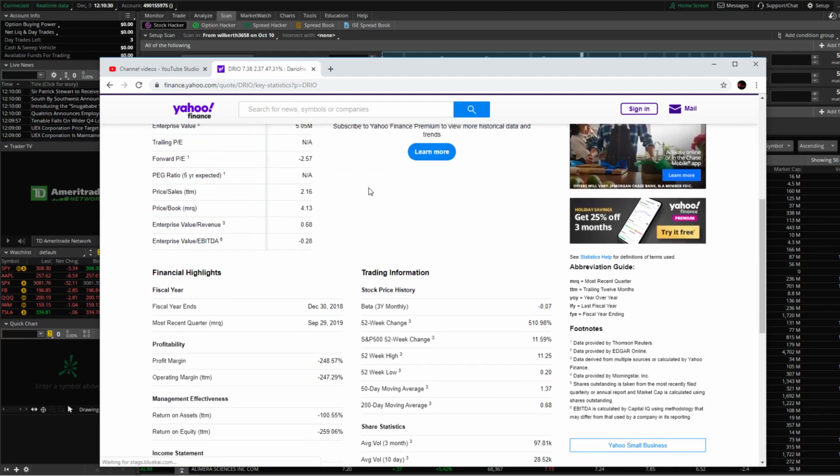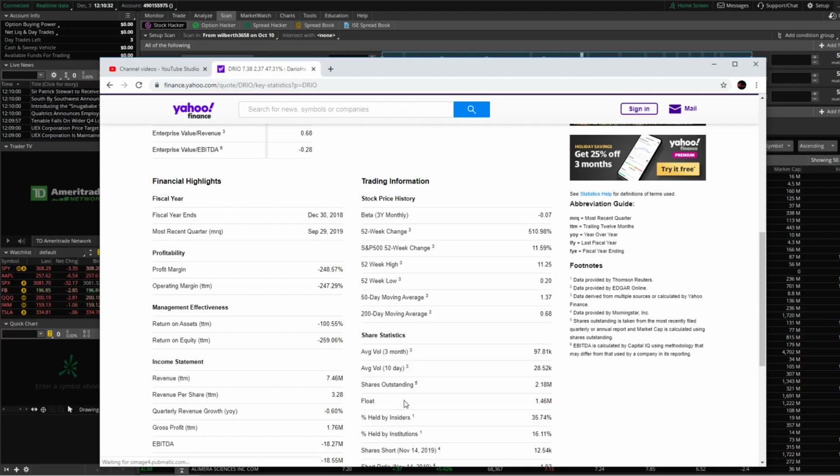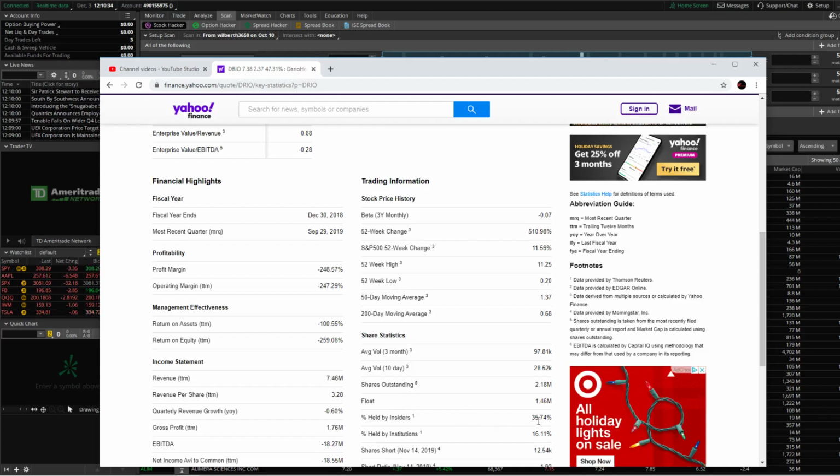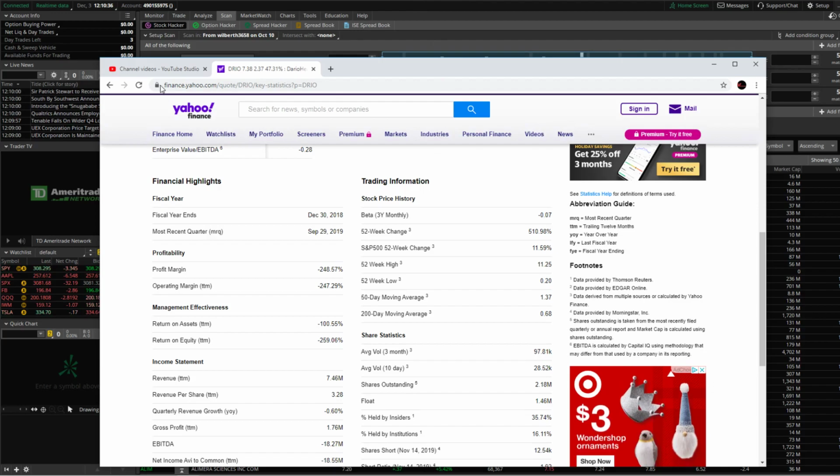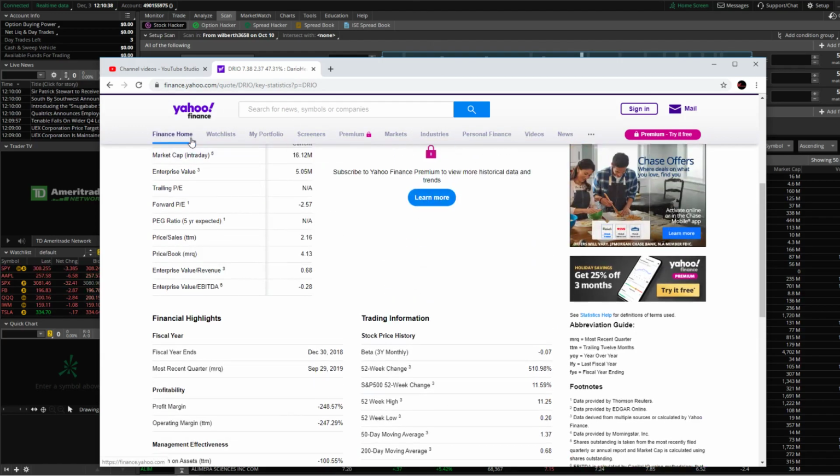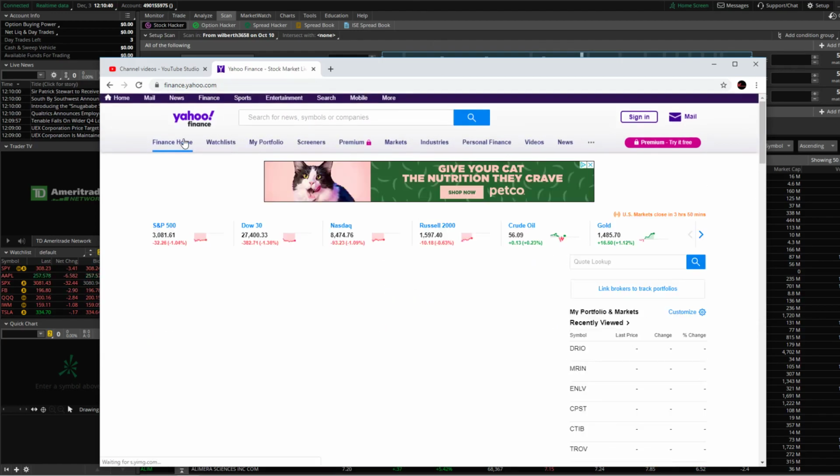Then you go here. You want to look at the float. See, all right, 1 million of float, 35% held by insiders. Kind of the same thing you're getting on Yahoo Finance. I mean, you get the same table on Trade Ideas, but free on Yahoo.